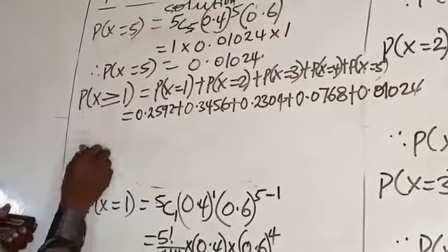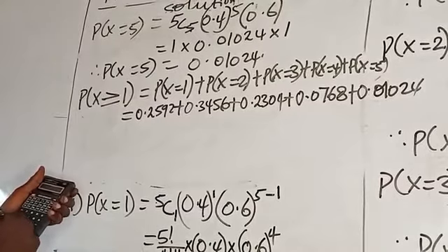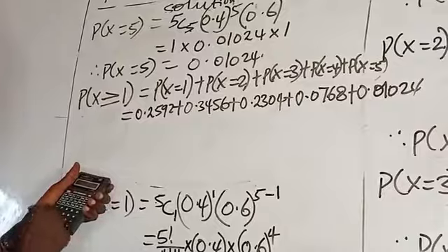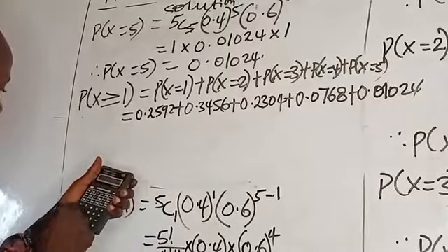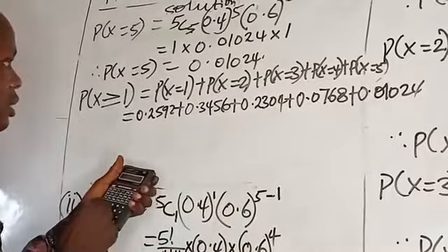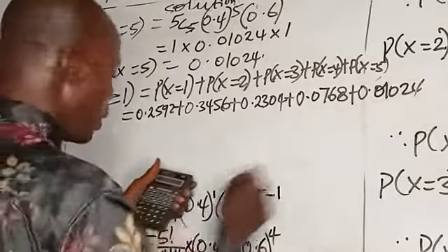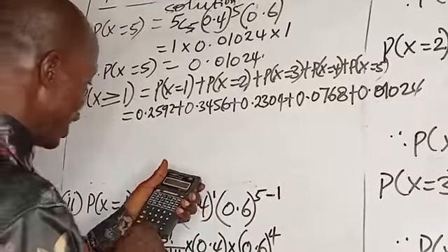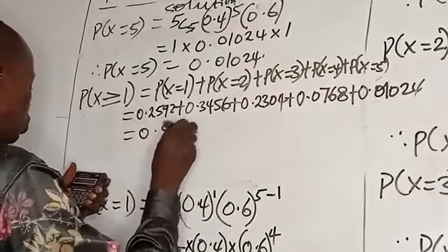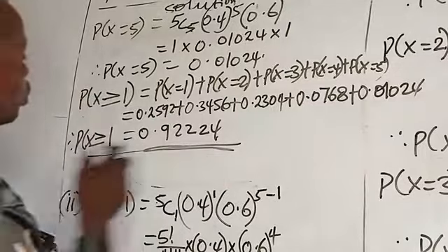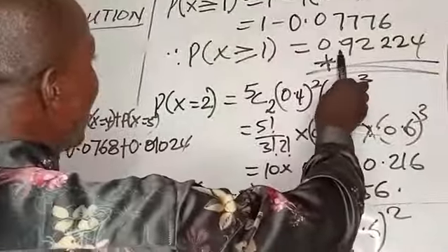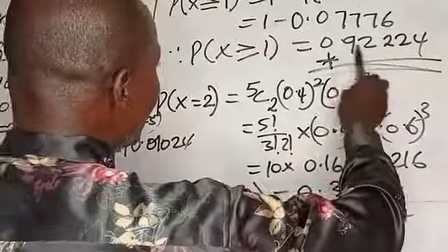Let's add everything. 0.2592 plus 0.3456 plus 0.2304 plus 0.0768 plus 0.01024. That is totaled 0.92224. Probability of x greater than or equal to 1 equals 0.92224. If you compare with what was obtained from our earlier solution, you will discover that we've obtained the same answer, 0.92224.